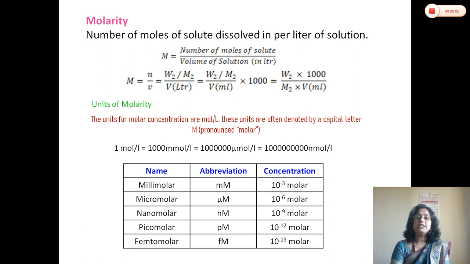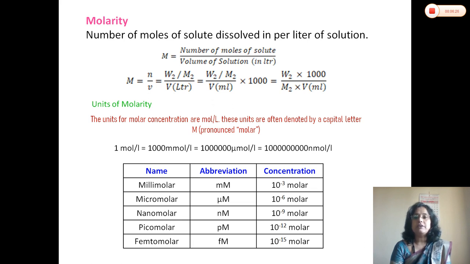Next concentration term is the molarity. So what is the molarity? Molarity is the number of moles of the solute dissolved per liter of the solution. So what is the number of moles? How can we define the number of moles? Number of moles can be calculated by the weight of solute upon the molecular weight of the solute.